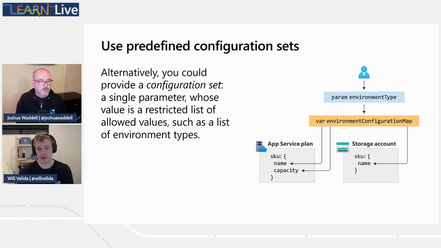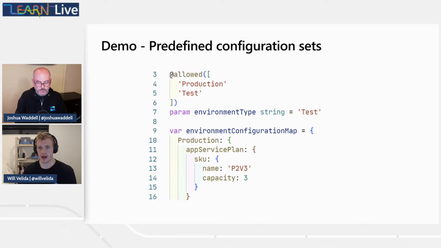Cool. Alternatively to that, we can provide a configuration set. Essentially, this is a single parameter whose value is a restricted list of allowed values, such as environment types. So when users deploy our template, they only need to select a value for this one parameter, and the deployment will automatically inherit that set of configuration. If we go to the next slide, this is what it looks like. This is what a predefined configuration set looks like.